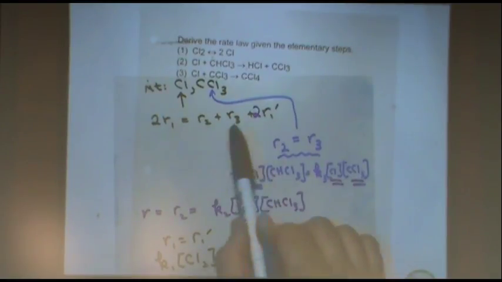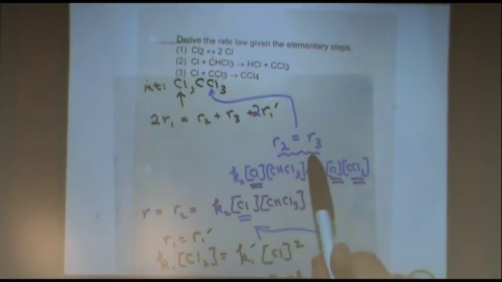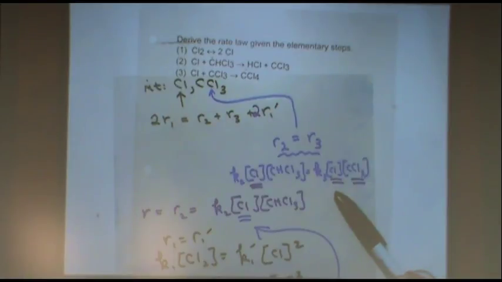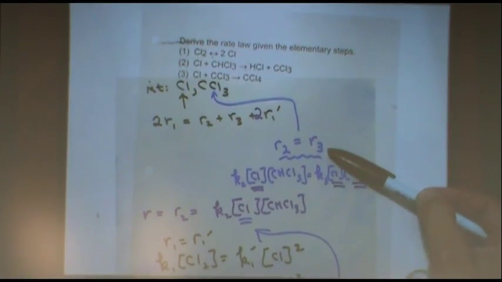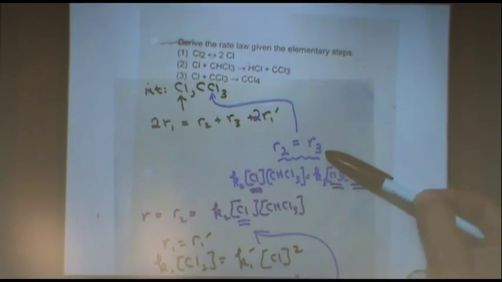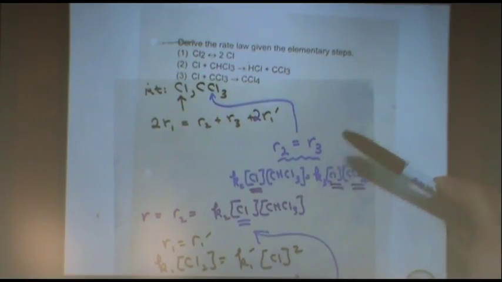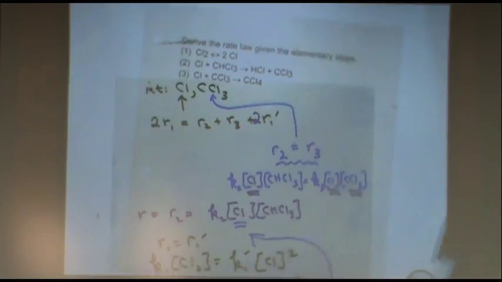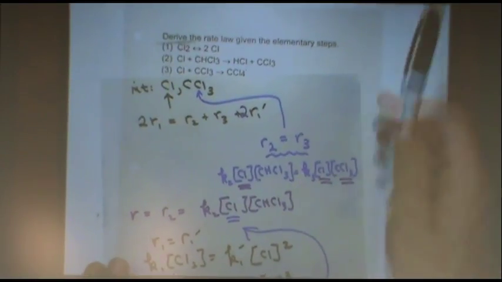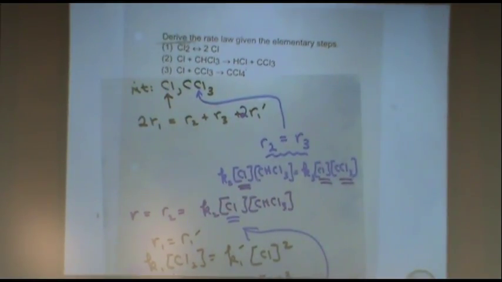This one didn't help. It doesn't help me solve for an intermediate, but it does tell me the rate 2 and rate 3 are equal. It tells you which rate to solve. Whichever rate 2 or rate 3, it doesn't matter. I picked rate 2 because it only has one intermediate. Okay, yes.